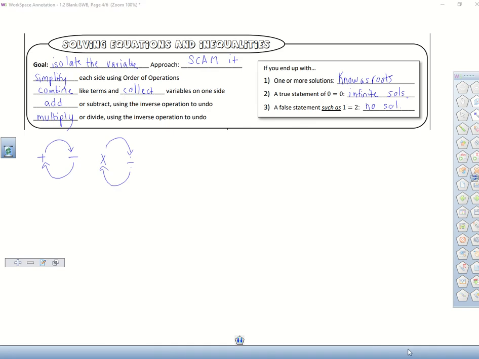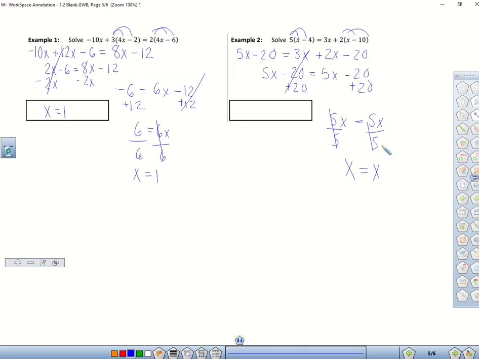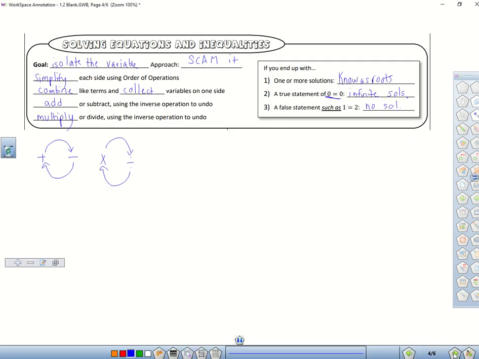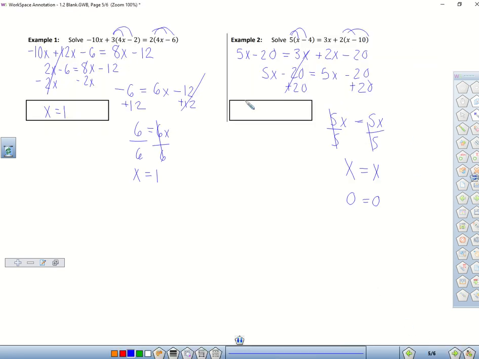So if we look back to our rules, a true statement such as 0 equals 0, well, you could say in this case it is equal to 0 equals 0 because it is a true statement. That means that we have infinitely many solutions.